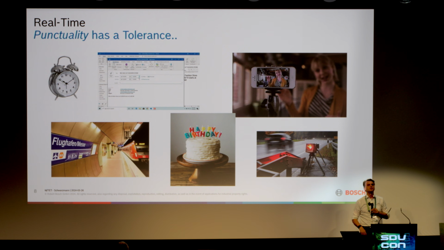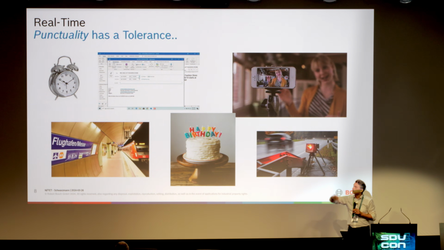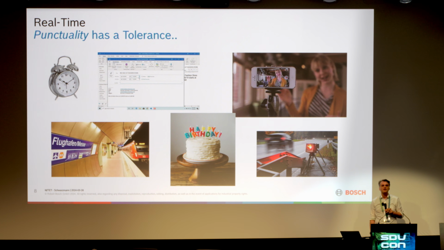Here are examples of punctual systems. On the top left, there's your alarm clock. Mine went off at 5:30 this morning. What's the tolerance of your alarm clock? Do you need it to go off at the microsecond when it turns 8 a.m.? Probably not. Is it still fine if it goes off like 5 seconds too late? Yeah. Is it fine if it goes off 5 seconds too early? Yeah. So real-time has a tolerance.